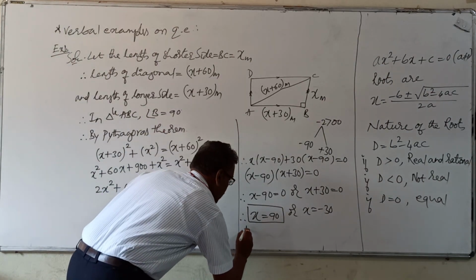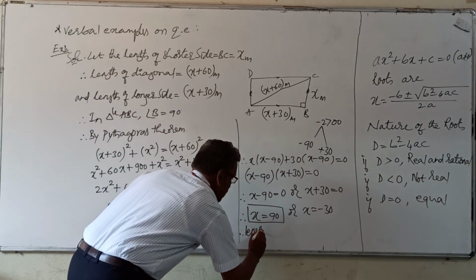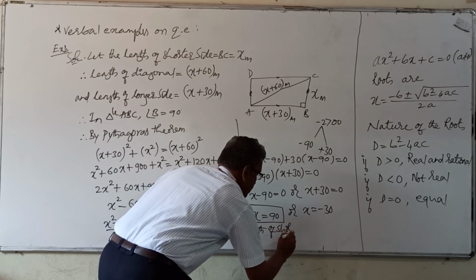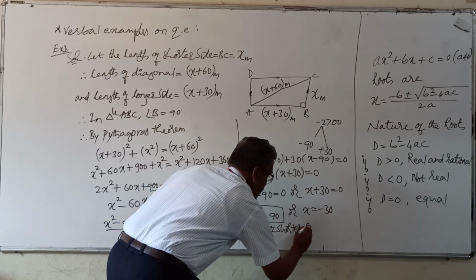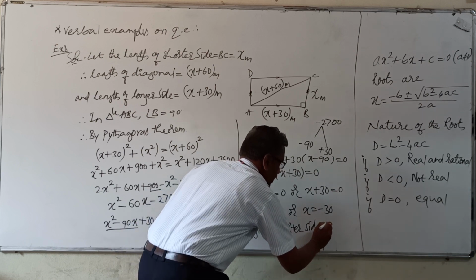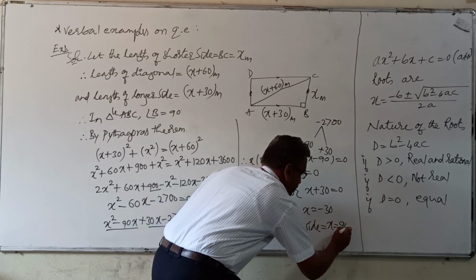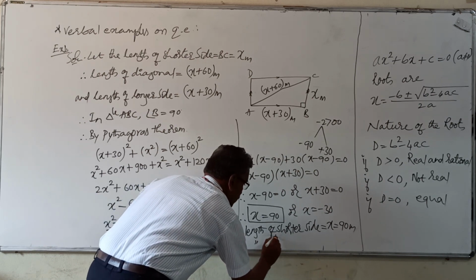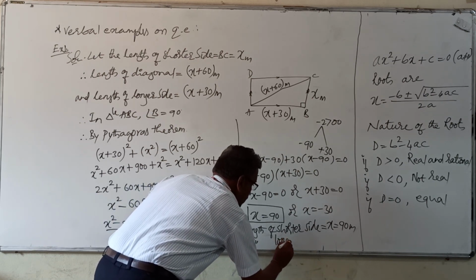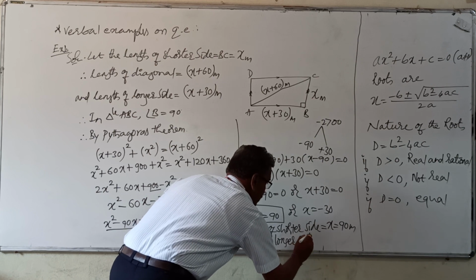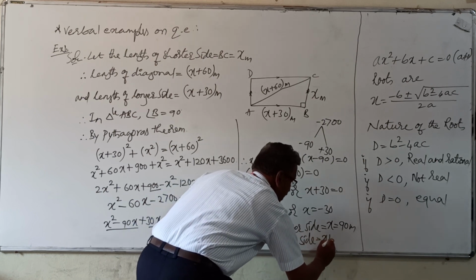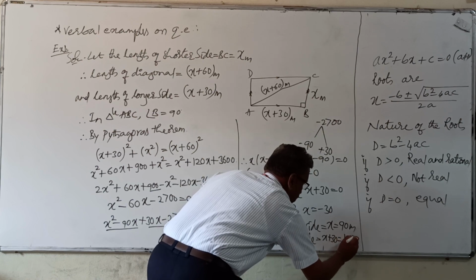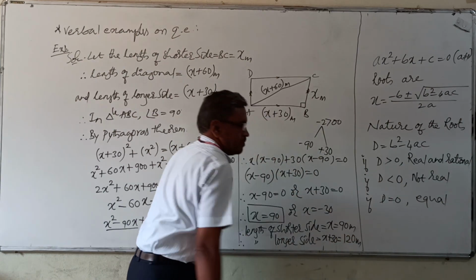90. Therefore, length of shorter side is equal to, that is x equal to 90 meter, and therefore length of longer side is equal to x plus 30, that is equal to 90 plus 30, 120 meter.